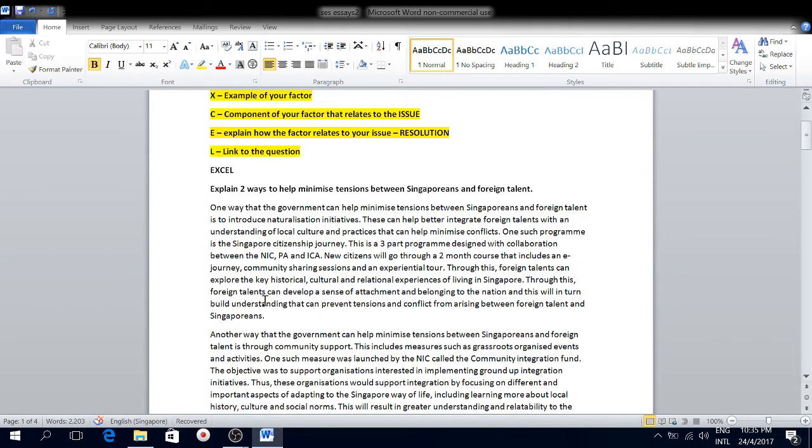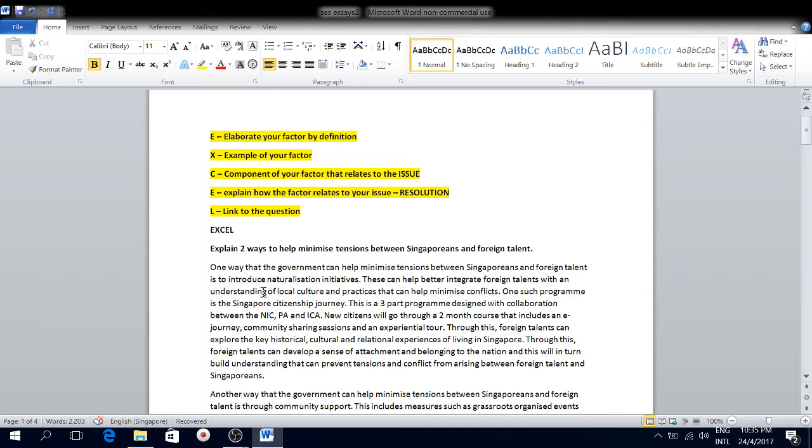So this is the 7-mark question. Explain 2 ways to help minimize tension between Singapore and foreign talent. So what is the issue here? The issue you're exploring is how do you minimize tensions between Singaporeans and foreign talents. Okay, keep this in mind when you're answering the question. So they're asking you to come up with your own 2 ways to do this.